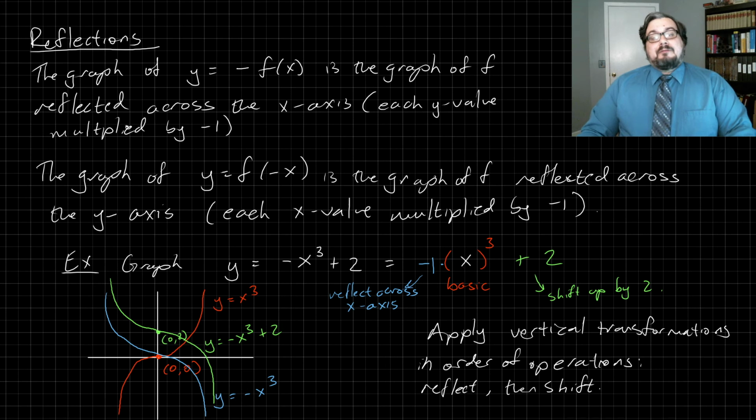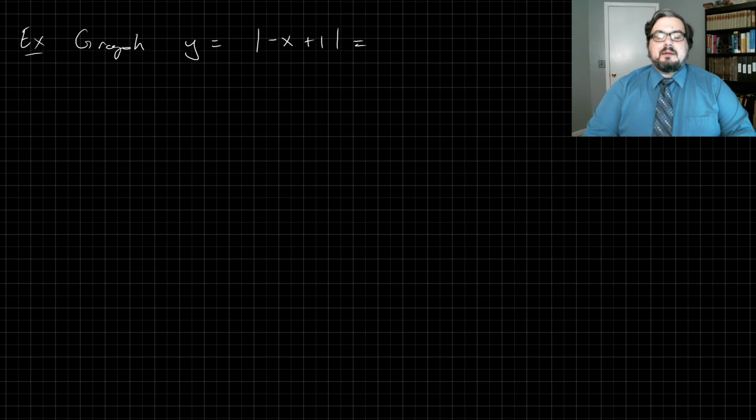Now, when you have multiple transformations happening inside, when you're dealing with x's, again, things basically go backwards. So let's look at the example. Let's graph y equals the absolute value of negative x plus 1. As before, we want to recognize this as a transformation of a basic function we're familiar with.